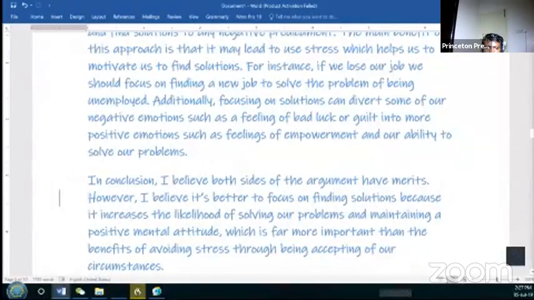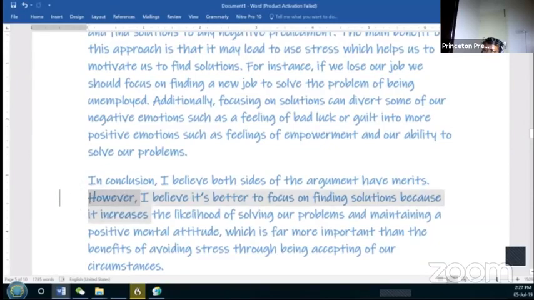I'm not saying that that side of the argument is the only one that is true. I'm just saying, basically what I've said already, that each side of the argument has merits. Now I'm giving my opinion, which I've been asked for, about which side I think is stronger. And this is what I do here. It's better to focus on finding solutions, and then I give a reason why, and then extend this even further using the word which and saying which is why it's more important.